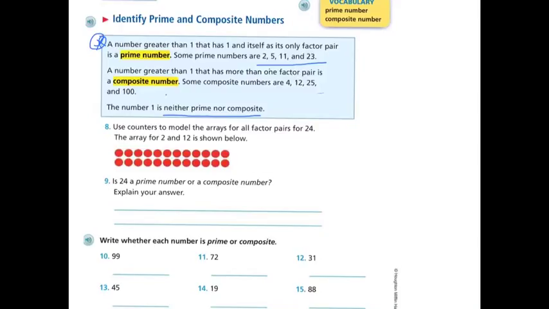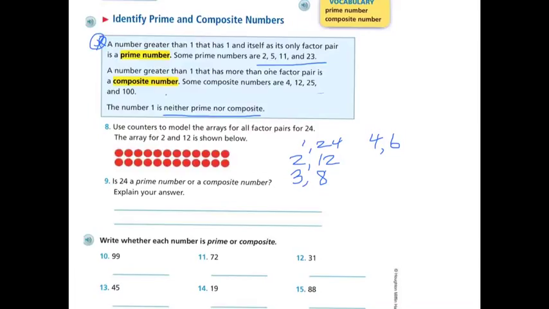So, right here, we're going to talk about the number 24. Let's think of all the multiplication problems that there are for 24, or the factor pairs. We know 1 and 24. We know 2 and 12. We know 3 and 8. We know 4 and 6.